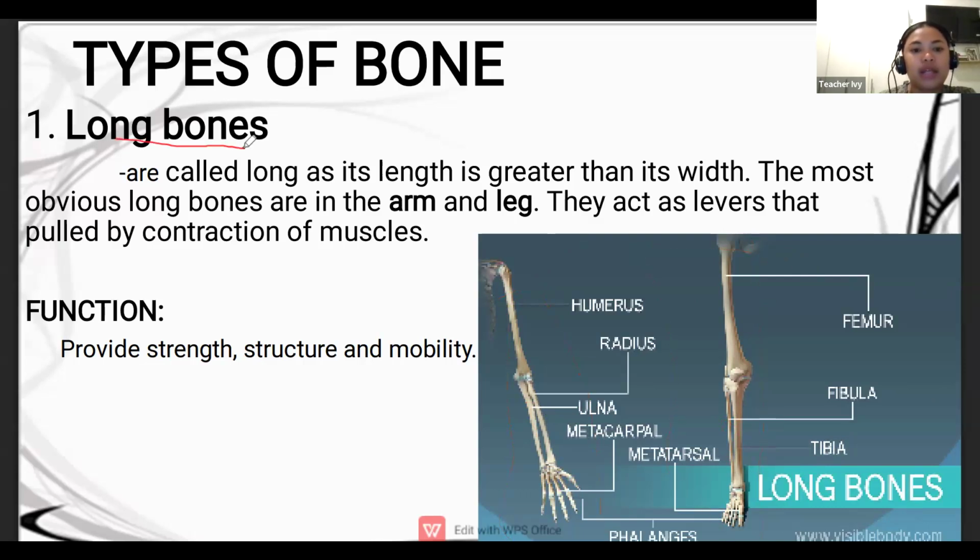Yes, Alfonso, you're raising your hand. Do you have a question, Alfonso? Yes. Okay, what is your question? What if the fibula and radius weren't there in our skeleton?